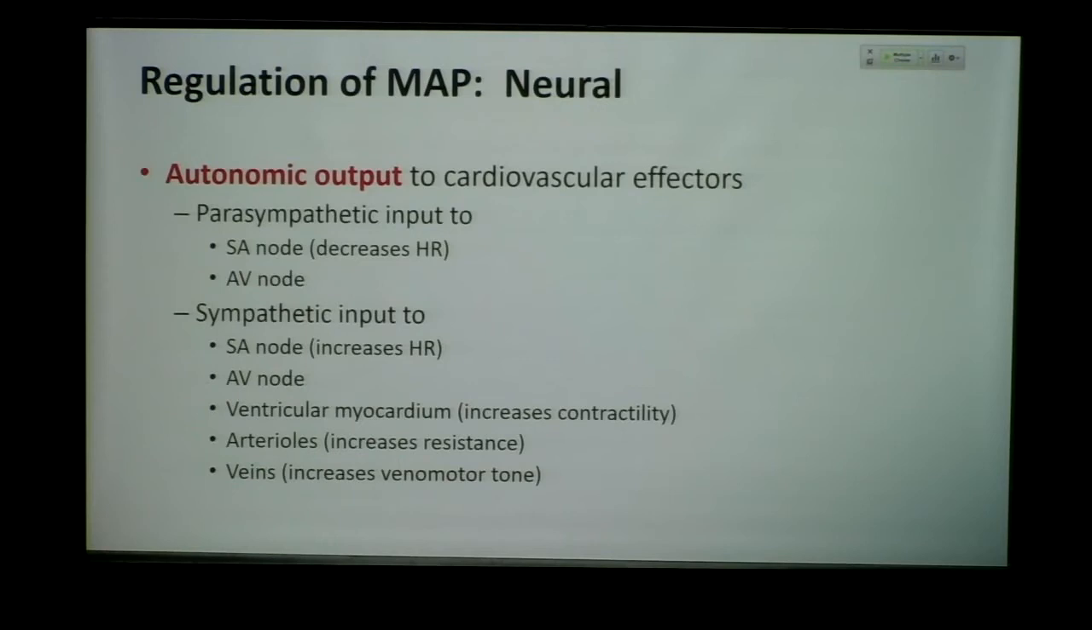We're going to see it affects the rate by the SA and AV node, but also the myocardium, so the ventricular contractility. The sympathetic system increases the contractility, basically how hard the heart is working, how forceful those contractions are. And then it also increases our arterial tone. So it's going to increase arterial resistance, which is another way of saying increased vasoconstriction in our arterioles. It's also going to increase venomotor tone, okay? So it's going to increase, again, the constriction or contraction of that smooth muscle layer inside our veins.